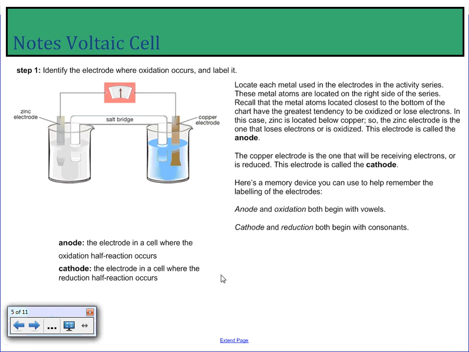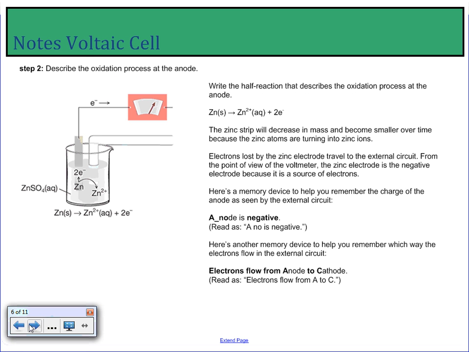Here is a memory device to help you remember labeling your electrodes. Anode and oxidization both begin with vowels, whereas cathode and reduction both begin with consonants. Now describe the oxidization process at the anode. Write the half reaction that describes the oxidization process at the anode. In this case, it is zinc solid goes to zinc aqueous plus 2 electrons. The zinc strip will decrease in mass and become smaller over time because the zinc atoms are turning into zinc ions.